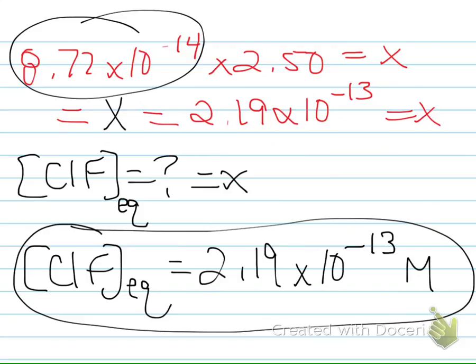We realize that in our RICE table here that x was equal to the concentration, and so we didn't need to do anything else. And there we have it. So the AP exam will ask you many questions on finding certain concentrations, maybe at equilibrium or initially, and this is how we do it.